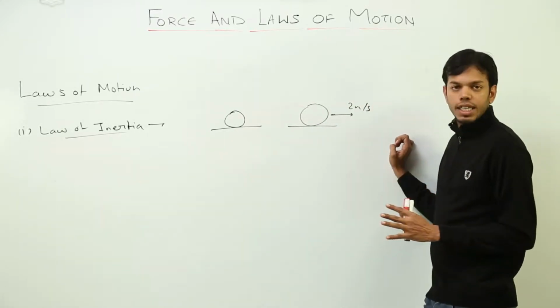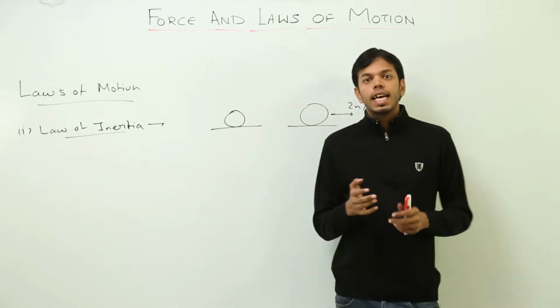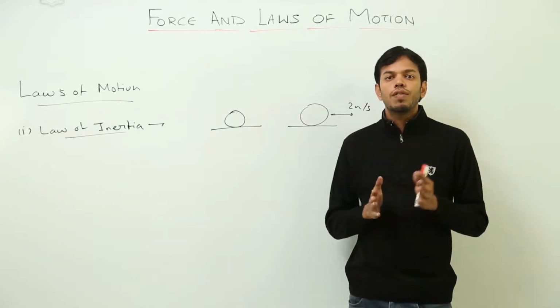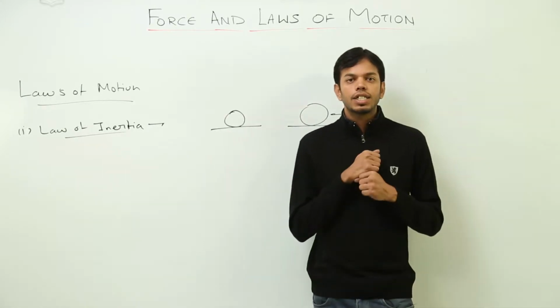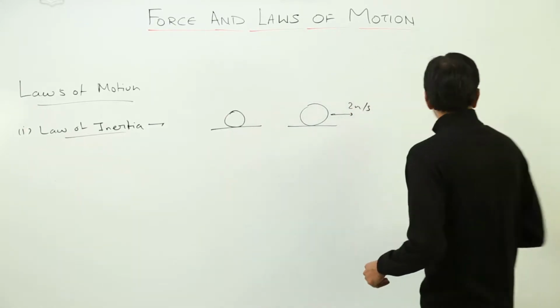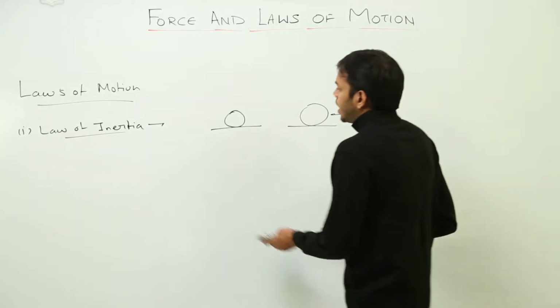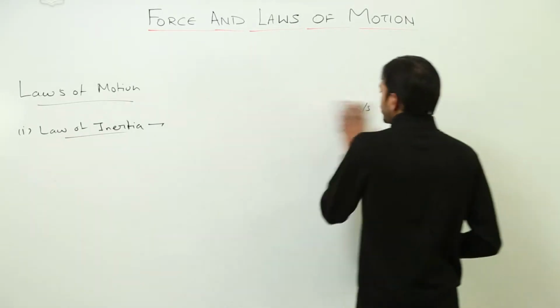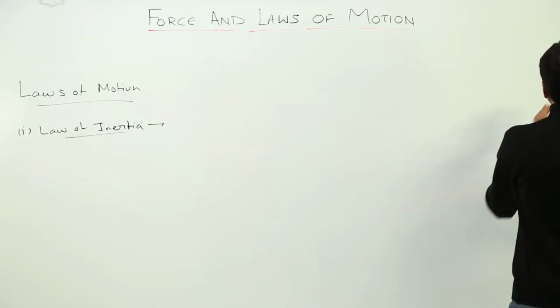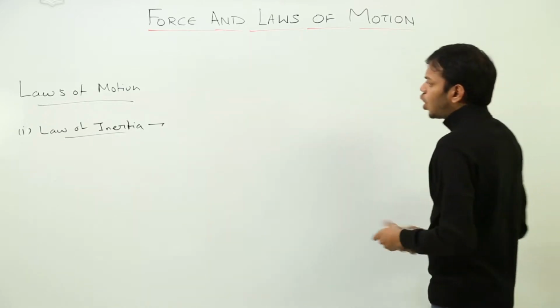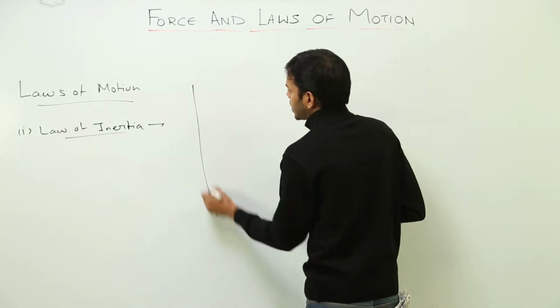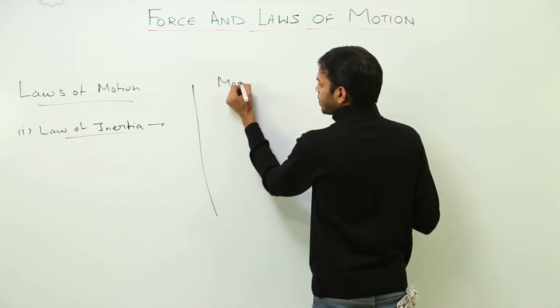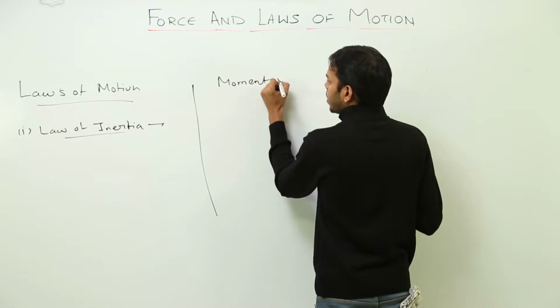So I'll repeat the statement again. It states that an object continues to be in its state of rest or uniform motion unless and until an external force is applied on it. This was Newton's first law. Now before we start Newton's second law, we have to study another term called momentum. Now what exactly does momentum mean?